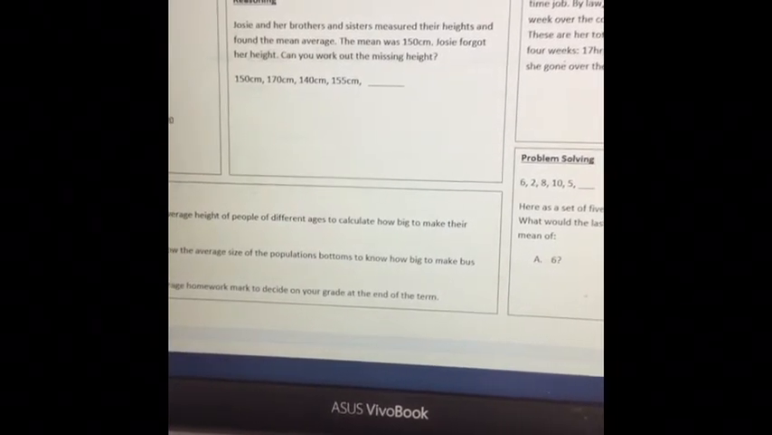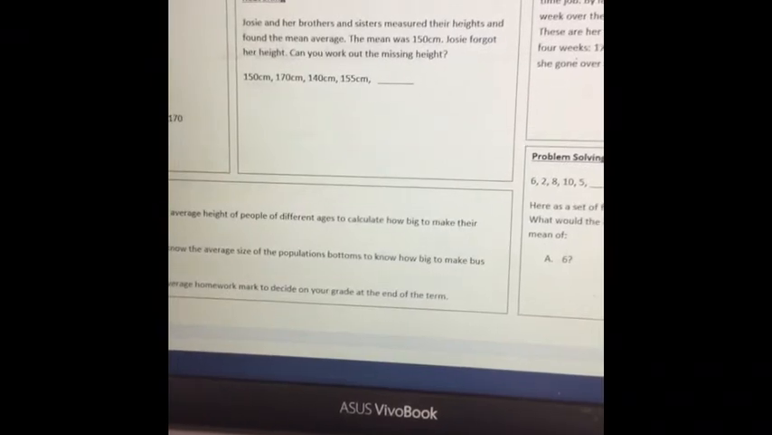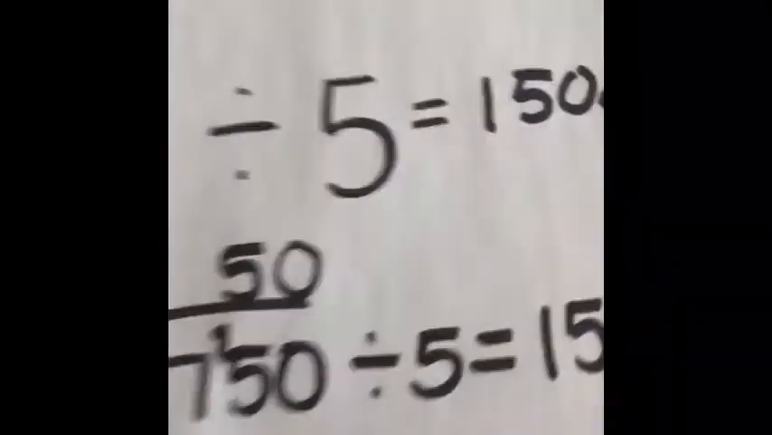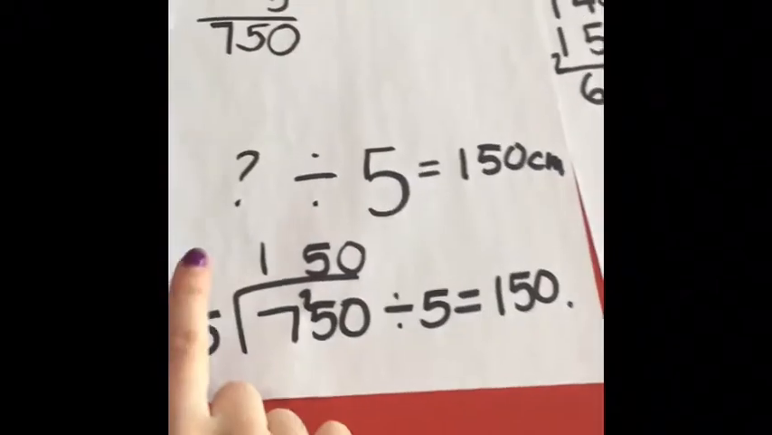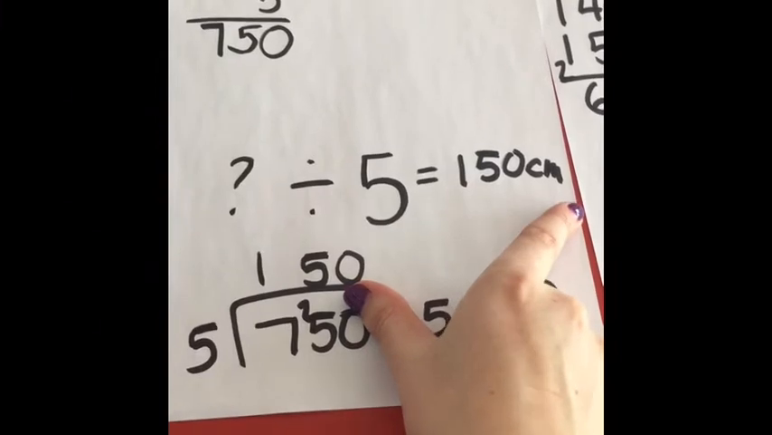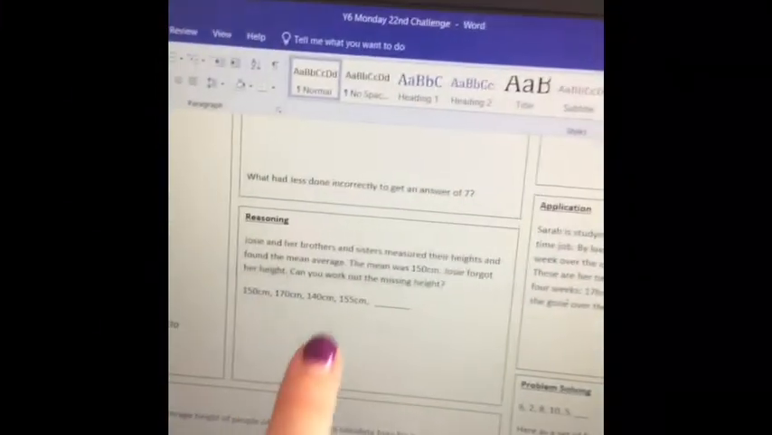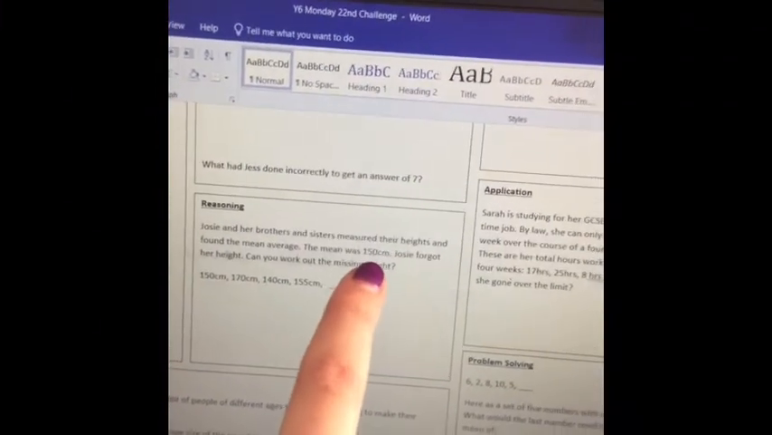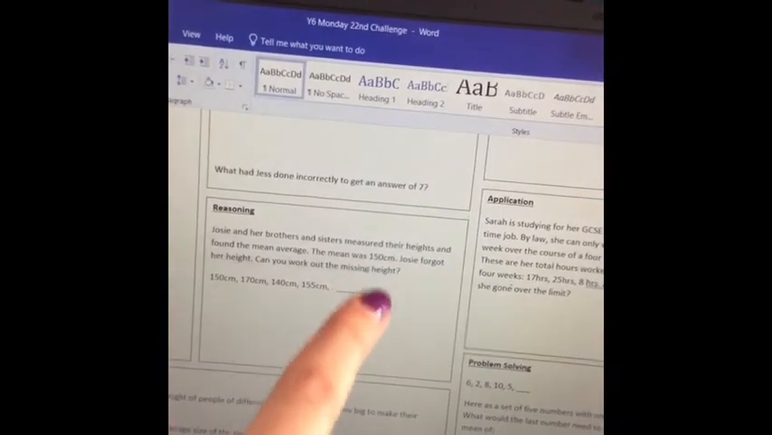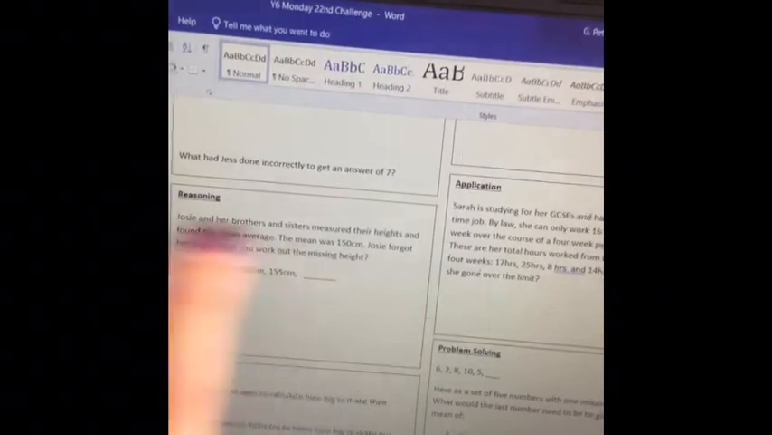Okay, so the first thing I'm going to do is put what's missing into a number sentence. So you can see this is what I've done over here. Something divided by 5 equals 150 centimetres. I know this because in the question it says the mean was 150 centimetres, and I know there are 1, 2, 3, 4, 5 numbers including that missing number.